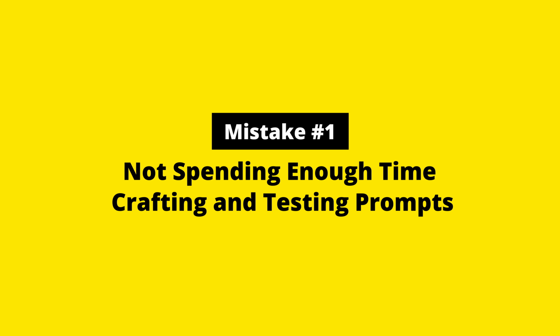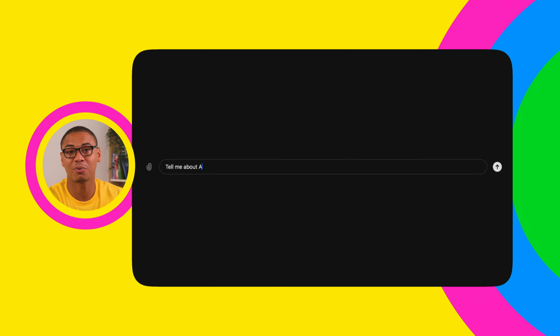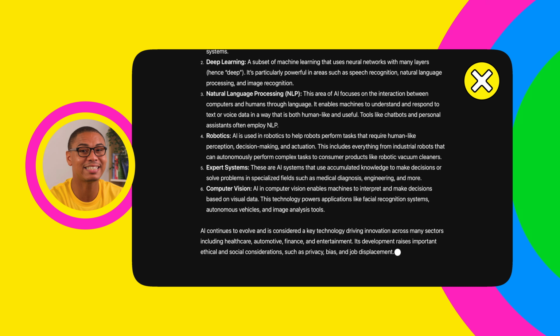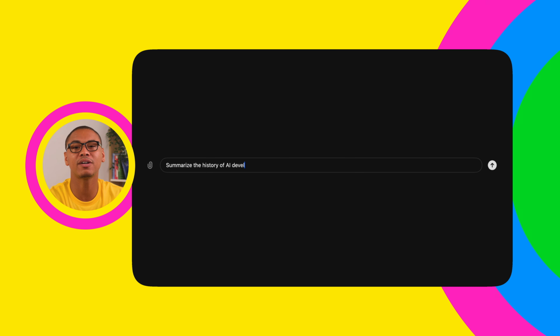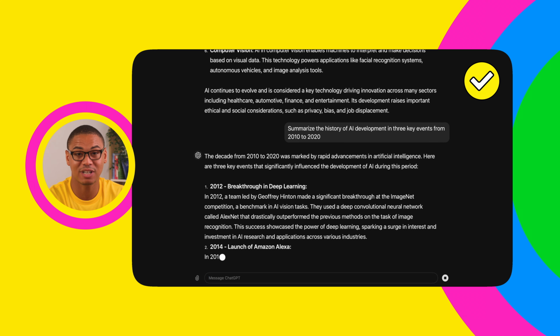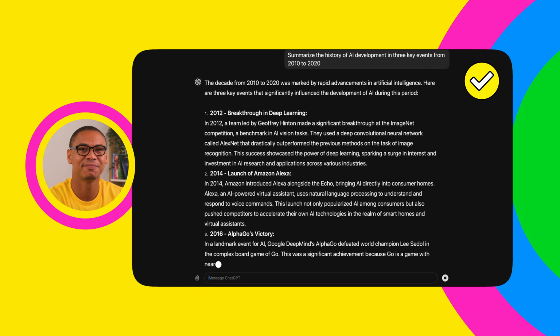Mistake number 1, not spending enough time crafting and testing prompts. Like any skill, learning to design effective prompts takes practice and patience. You may be tempted to rush through a prompt and get a response from the AI, but hurried prompts usually lead to lackluster results. Use clear language, and don't be surprised if you need to refine your prompt several times to get the desired response.